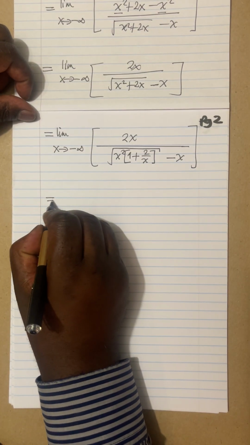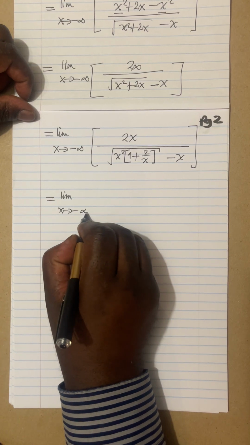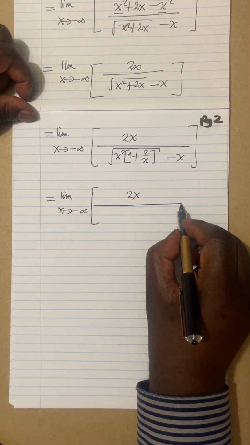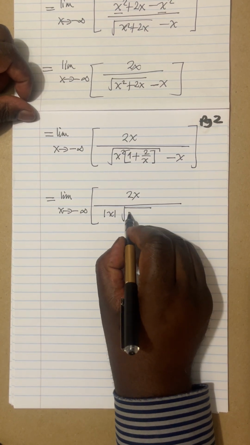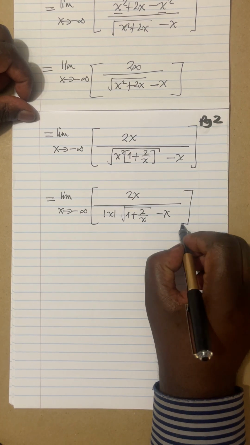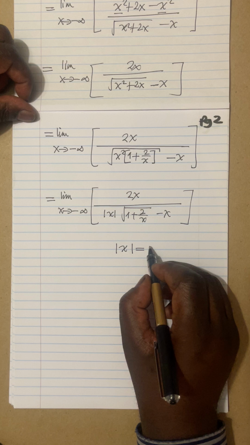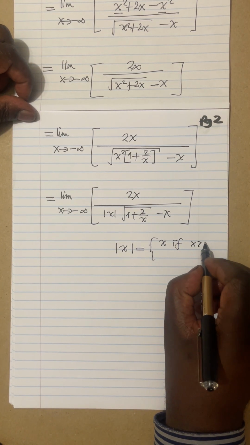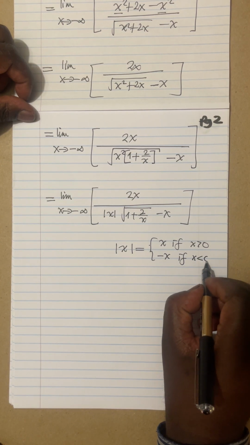So this is going to be equal to the limit as x approaches minus infinity of 2x in the numerator, and in the denominator now we have the absolute value of x times the square root of 1 plus 2 over x, and then minus x, like that. Now don't forget the absolute value definition. Absolute value of x is equal to x if x is positive, minus x if x is negative.